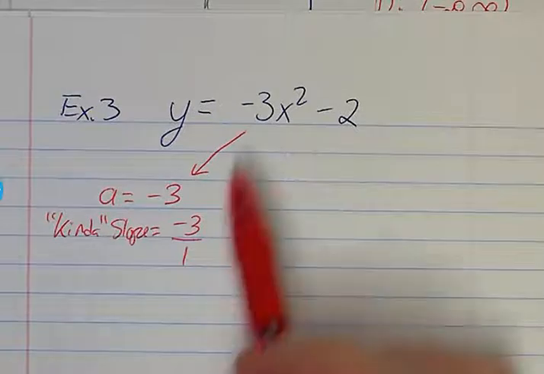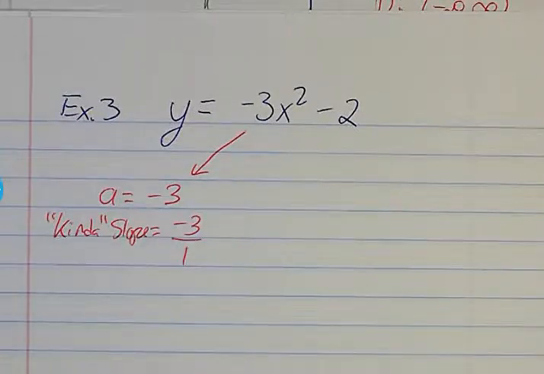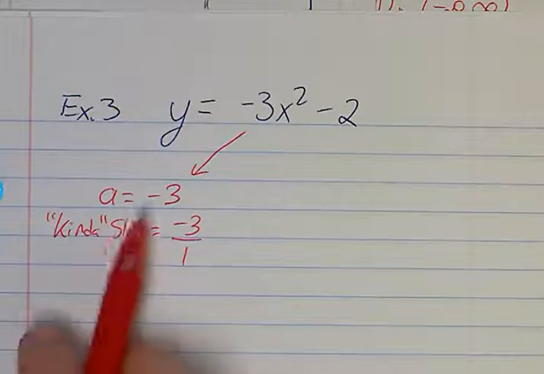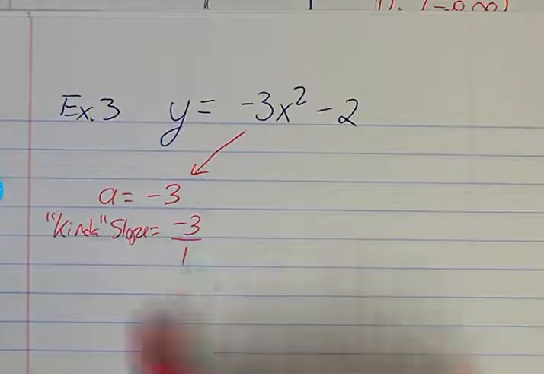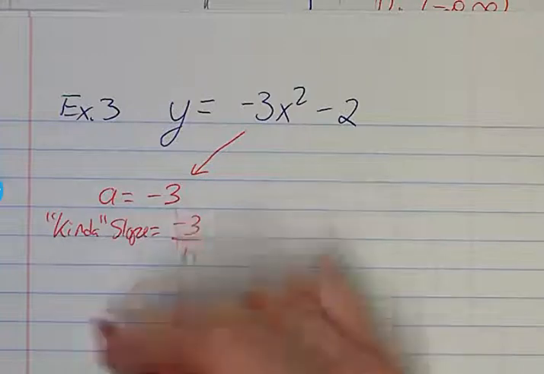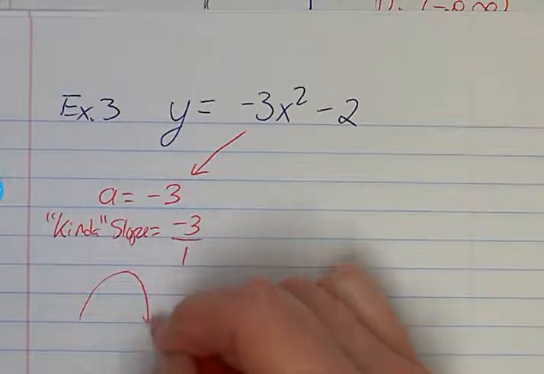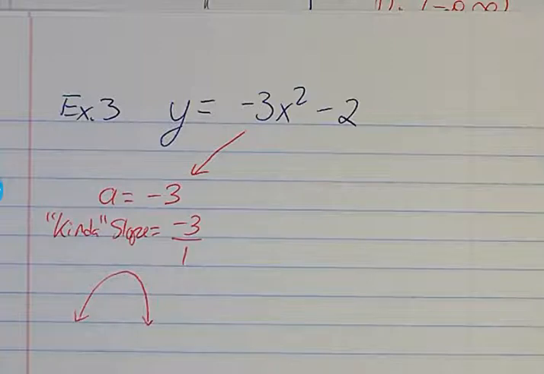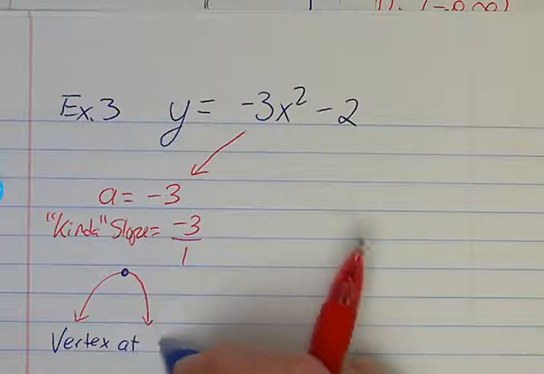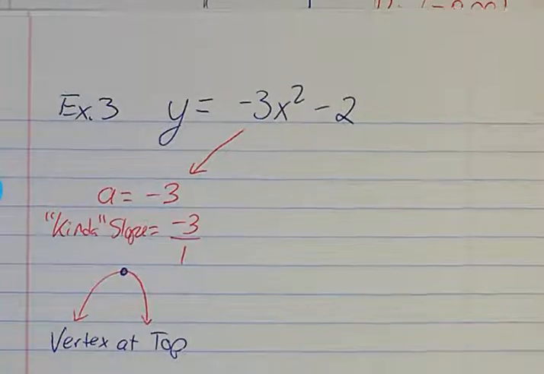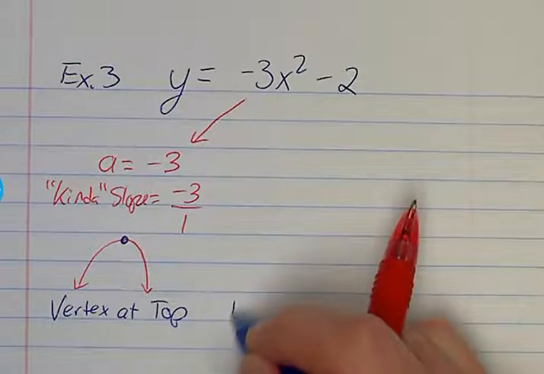First thing, you've got your a value, which is negative 3. And again, the a value is kind of like the slope. It tells you how much to move to get to the next point. But the most important thing is that the a being negative 3 tells you the graph has to look something like that. When the vertex is at the top, you've maxed out the graph. You've done all you can do. That means it's a max value.